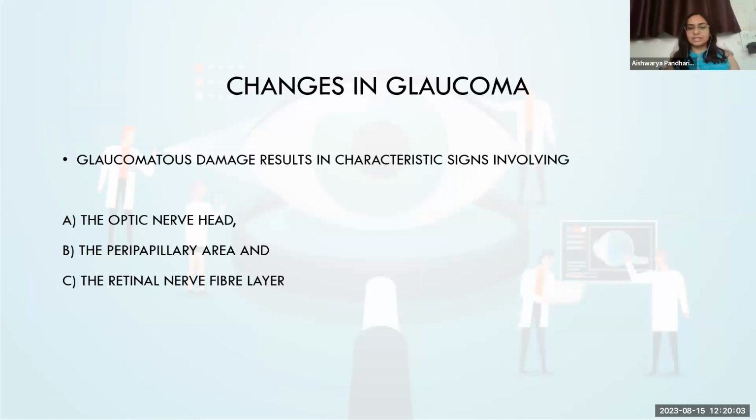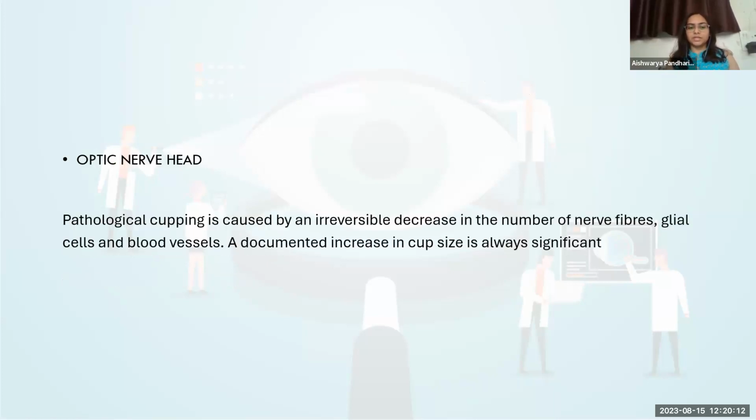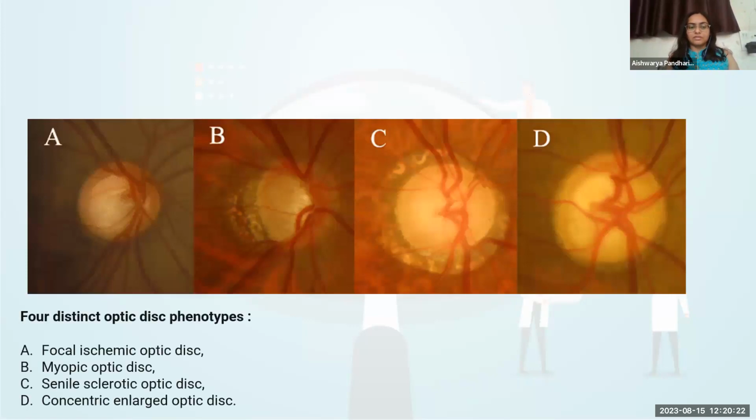Glaucomatous damage results in characteristic signs involving the optic nerve head, the peripapillary area, and the retinal nerve fiber layer. The pathological cupping in the optic nerve head is caused by an irreversible decrease in the number of nerve fibers, glial cells, and blood vessels. A documented increase in the cup size is always significant.